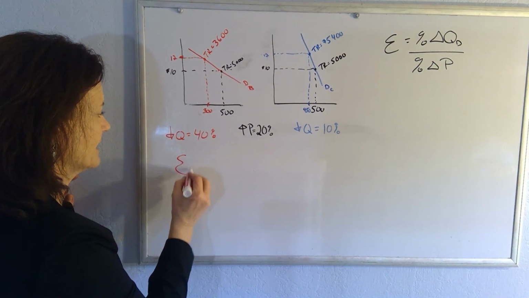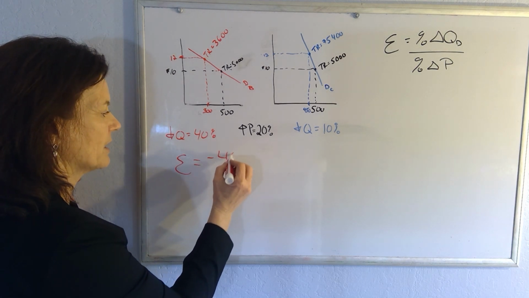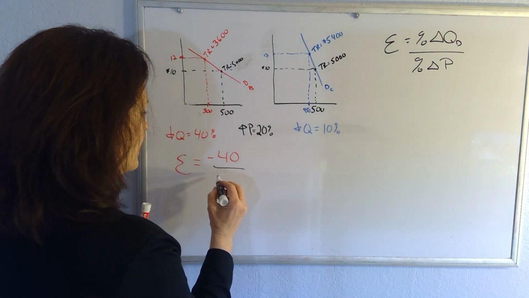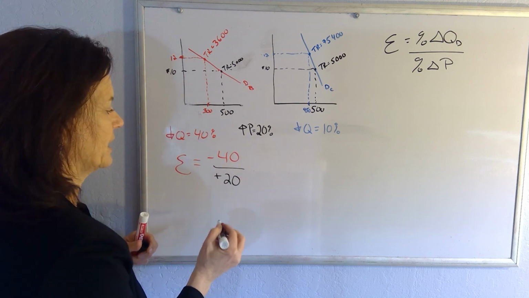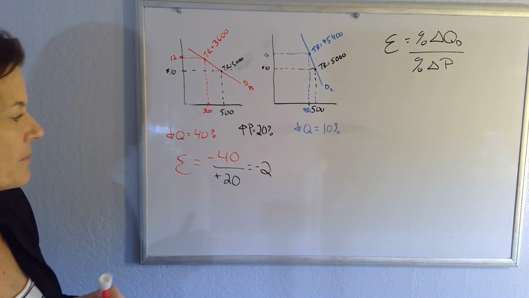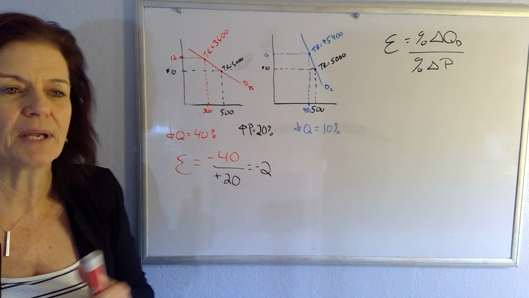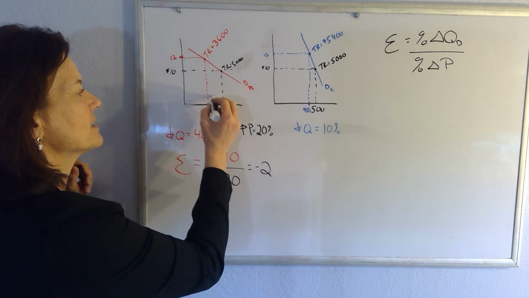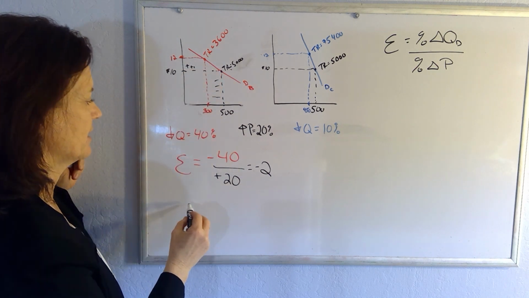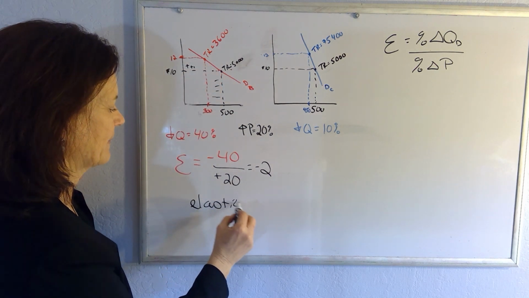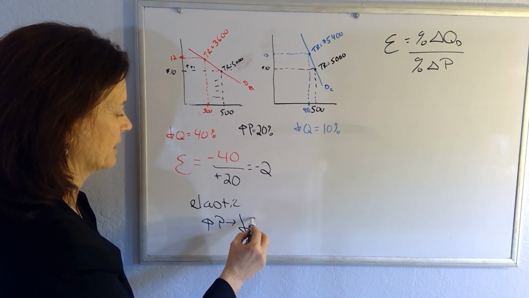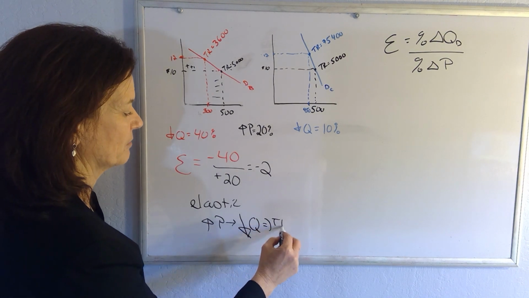And so in this case, elasticity is the percent change in quantity, which is negative 40, over the percent change in price. Price went up by 20, quantity went down by 40. Elasticity is negative 2. What's happening to quantity is a lot bigger than what's happening to price. And so the loss from the decrease in quantity is bigger than the gain from the increase in price. When demand is elastic, increasing price leads to a bigger decrease in quantity, and total revenue falls.